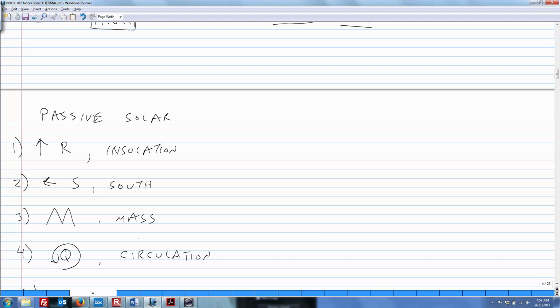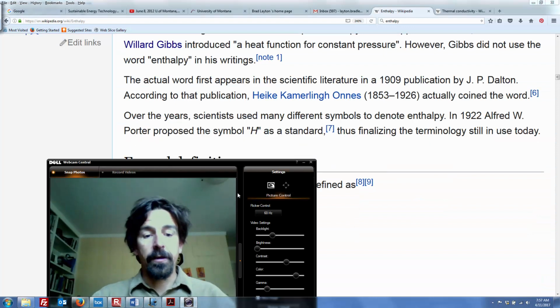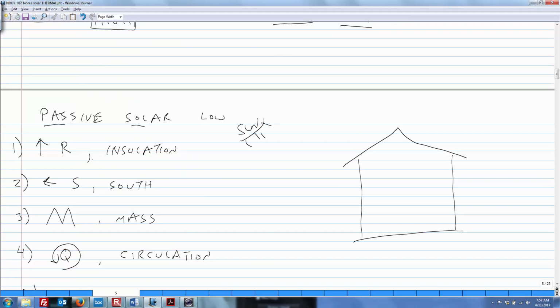All right, so the next thing I want to cover is looking at passive solar. In this case, this is again sort of low temperature, and what we're looking at is typically a house. And here's the sun. Now, if we want to have a very efficient system, so let's say we want to keep the house temperature cold, what we want to have is a high R value. If it's hot out here and we want to keep it cool in here, then we need a high R value or a low U value. Same thing.